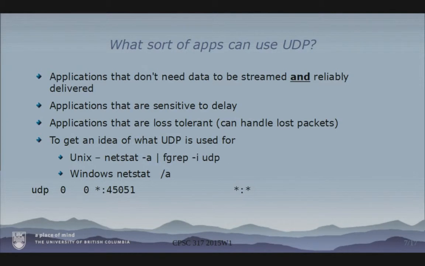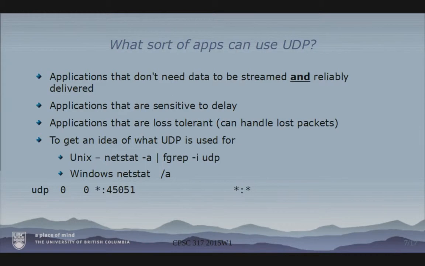It's also a good candidate for applications that are sensitive to delay. If you want something to get through really fast, then UDP is better than TCP because there's less protocol overhead associated with it. However, it does have the downside that it's not guaranteed to get there. So you've got this tension. It will get there quickly if it gets there. If it doesn't get there, then, well, it didn't get there at all. And so you have to be able to tolerate that type of loss.